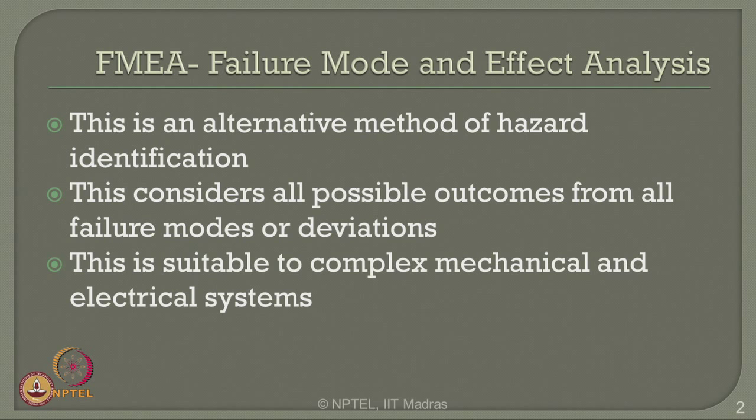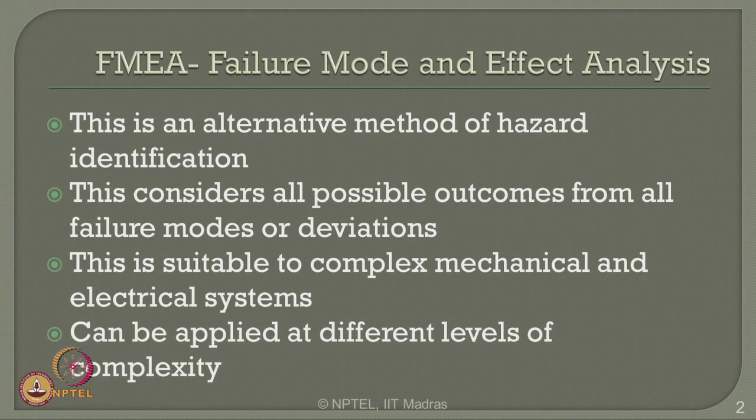FMEA method is suitable to complex mechanical systems and electrical systems. It can be applied at different levels of complexity of a given problem. Essentially, this is one of the quantitative risk analysis or hazard identification tools which is applied to mechanical and electrical systems, whereas in the earlier couple of lectures we discussed the hazard method which can be applied to the process management systems.